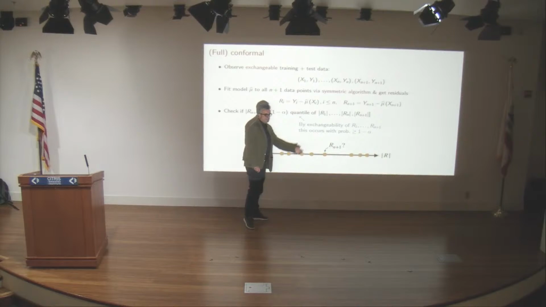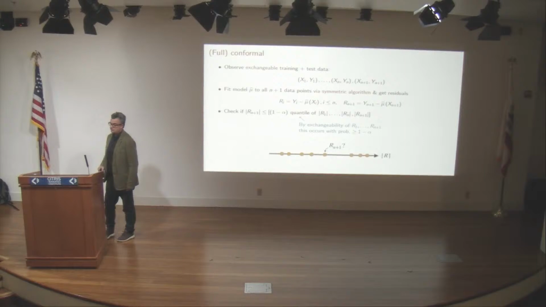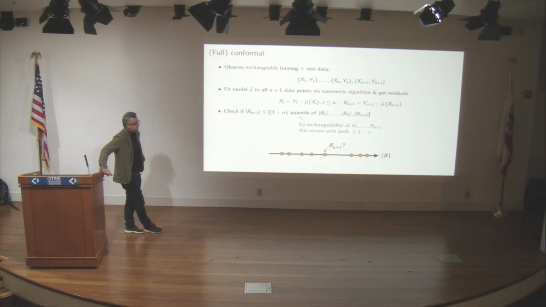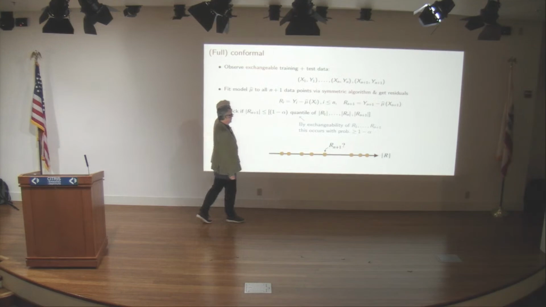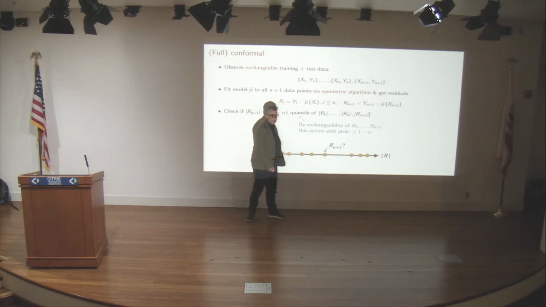So exchangeability means that if I give you exchangeable data and you use a symmetric algorithm, then you're going to get residuals. In general, you're going to get conformity scores, but in this case, my conformity scores are just residuals. And these residuals are exchangeable, which means that if I were to give an unordered list of residuals and ask which one is the test residual, you could not tell.